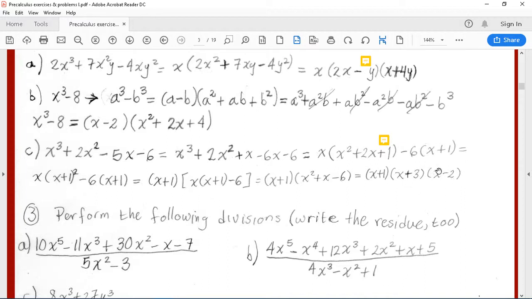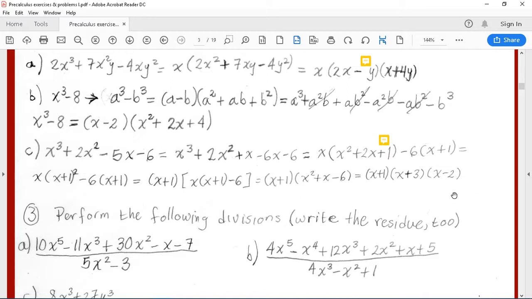Remember, x times x is x squared, x times minus 2 is minus 2x, 3 times x is 3x, and 3 times minus 2 is minus 6. So that means that minus 2x plus 3x is x, and minus 2 times 3 is minus 6. So the factors here are x plus 1 times x plus 3 times x minus 2.